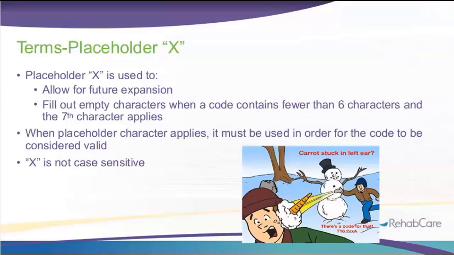And I've got a cartoon there because there's a lot of cartoons around ICD-10, and we're right in the middle of winter here. So carrot stuck in the left ear, the code for that is P16.2XXA. So it's the initial encounter for the A, but you have to put the two X's in there to code that out to the 7th character.